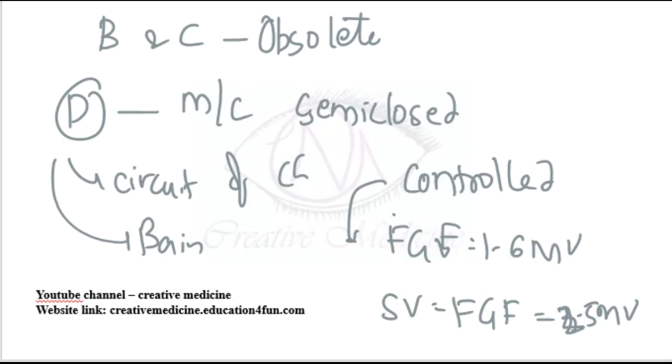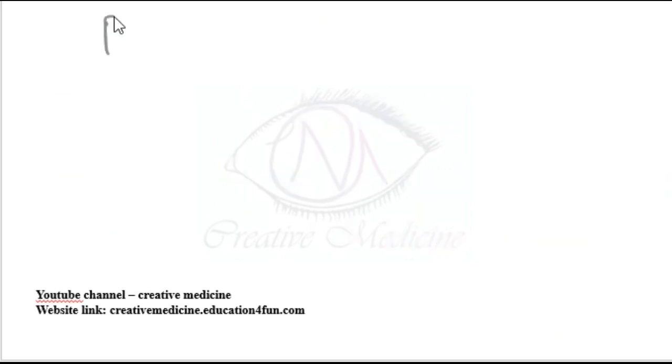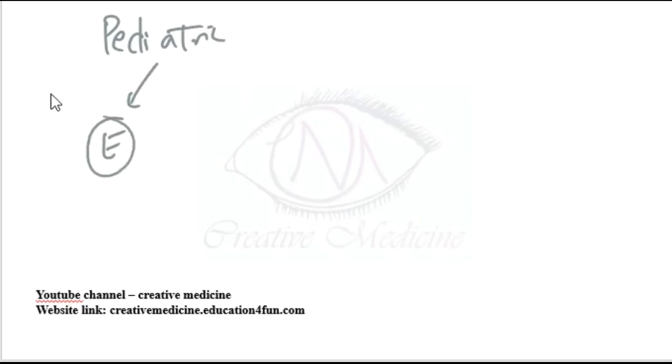Then we have pediatric circuits. Pediatric circuits are also semi-closed circuits. We have Mapleson E, which is Ayre's T-piece, and Mapleson F, which is Jackson and Rees modification of Ayre's T-piece. Pediatric semi-closed circuits include Mapleson E, that is Ayre's T-piece, and Mapleson F, which is Jackson and Rees modification of Ayre's T-piece.